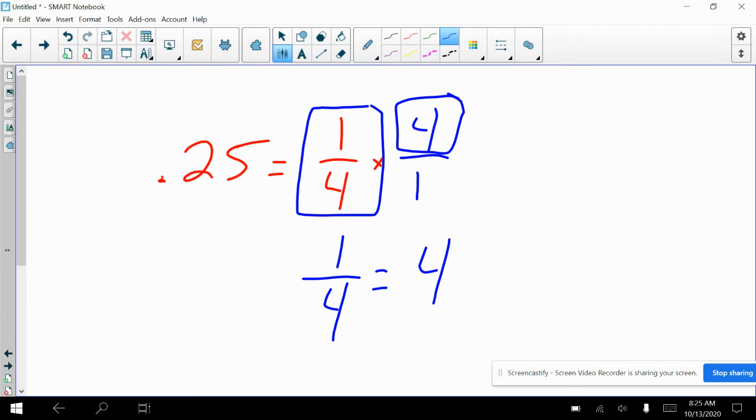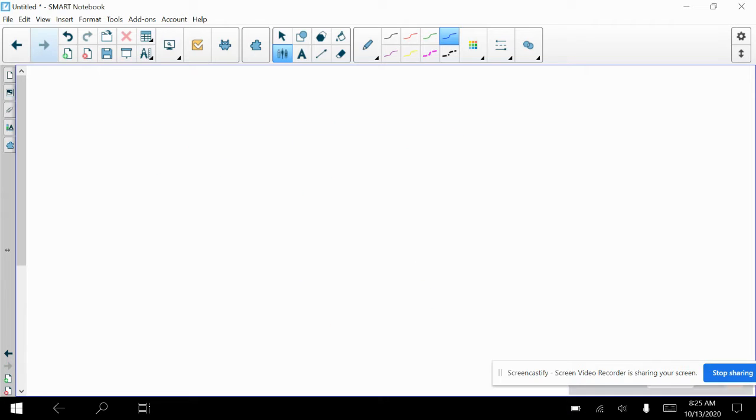Would you like to see another decimal? Sure. Seeing who looked at their flashcards and who didn't. 4/10. What does that look like as a fraction, Zach? I believe you said 2/5. That is correct, sir. Very good.